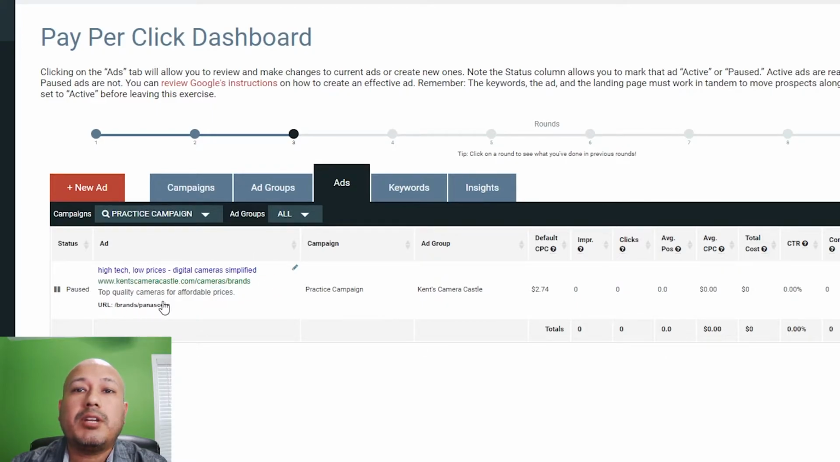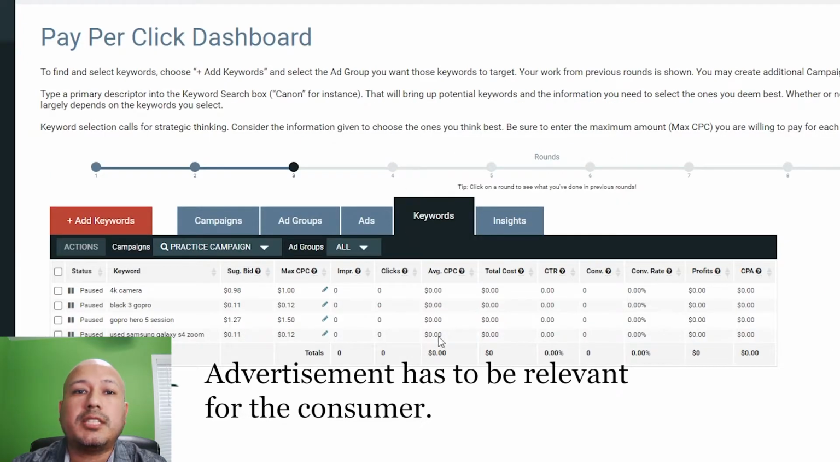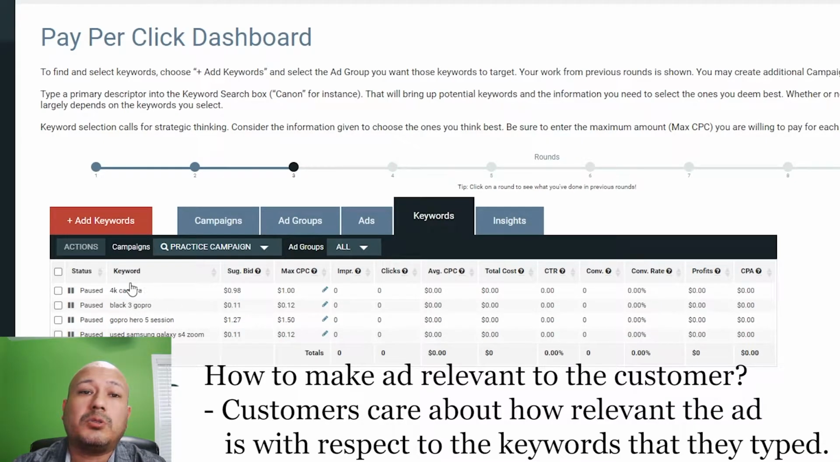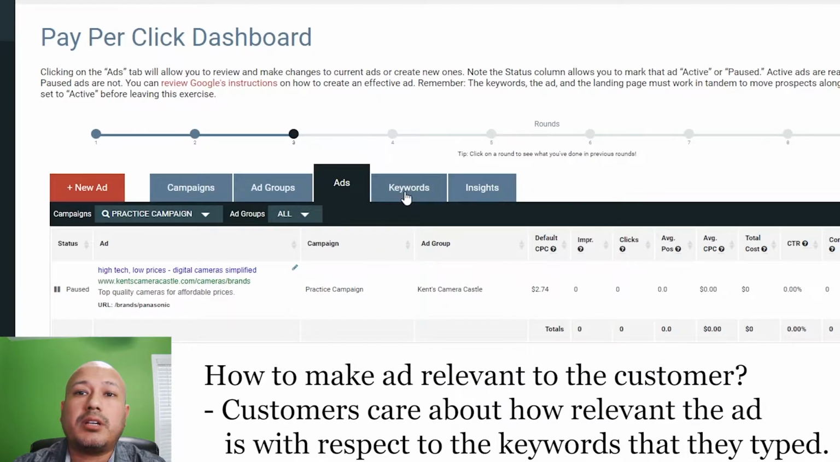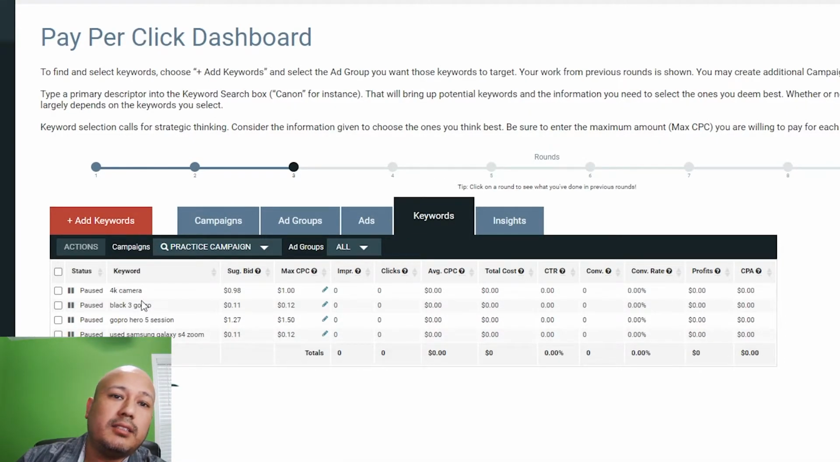So here, whenever we create an ad, one very important thing is the keywords that are used in the ad, right? So this advertisement is about Kent's Camera Castle. Let's see the keywords that he has used, and here we can see that the keywords he has used are not Kent's Camera Castle at all. So here there is a big mistake, because your advertisements and your keywords have to match. So if you're advertising Canon products, then your keywords have to be Canon related keywords, or keywords that are associated with the product itself. So keep that in mind, because here we can see that he is advertising a lot of 4K cameras, and he's also advertising Samsung Galaxy.